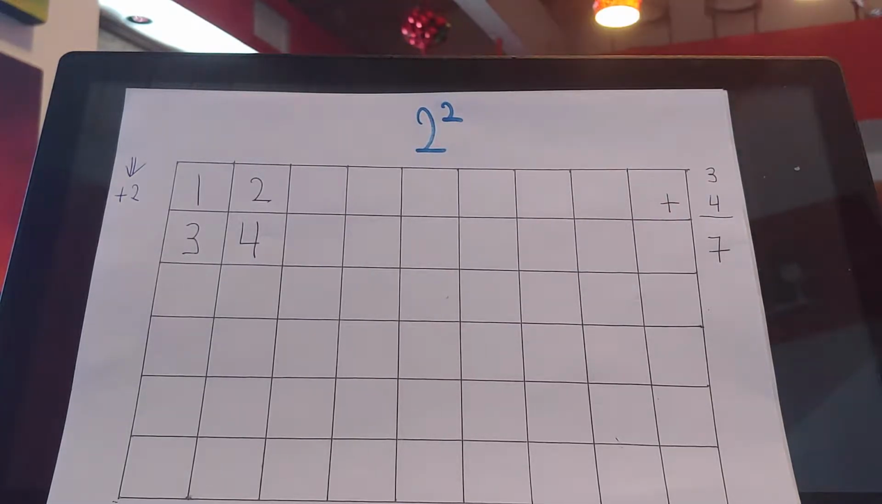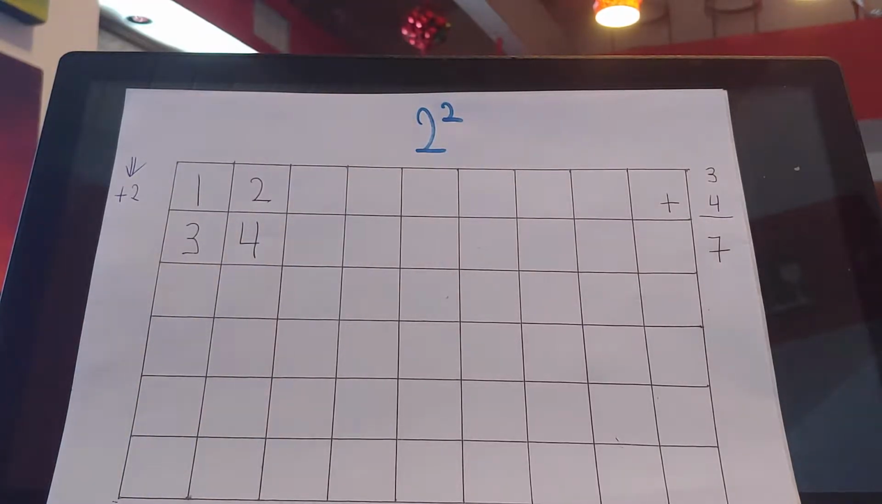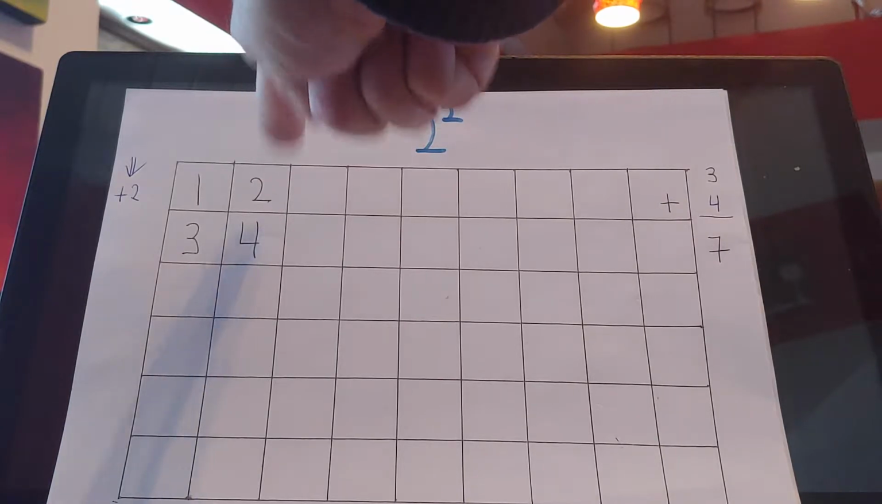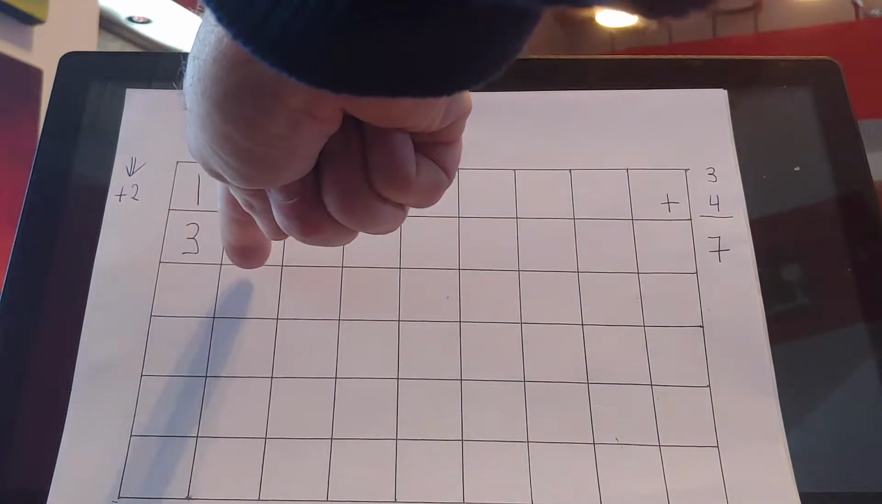Now, when we square a number, what are we doing? Basically, what we're doing is we're making a box. A box is a square. If it's 2, it's going to go 2 across and 2 down. And it's going to equal 4. And when we add up this number, it's 4. When we add up this number, it's 6.